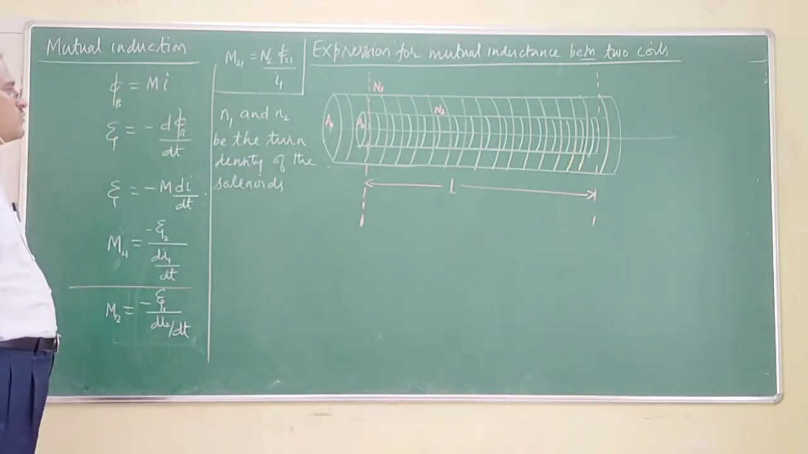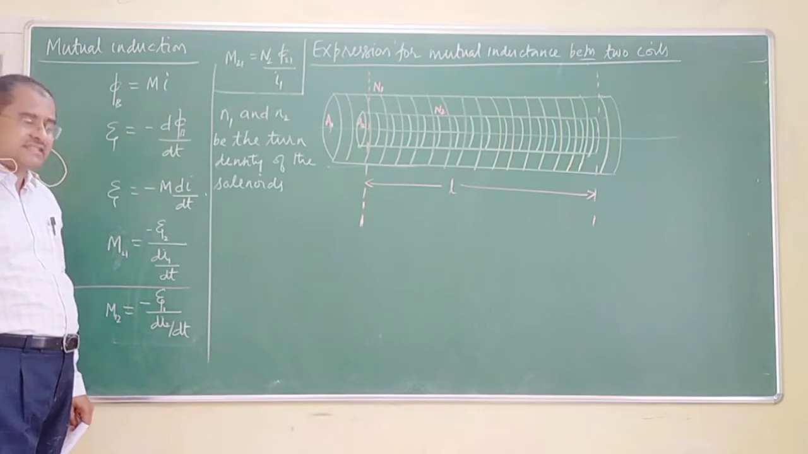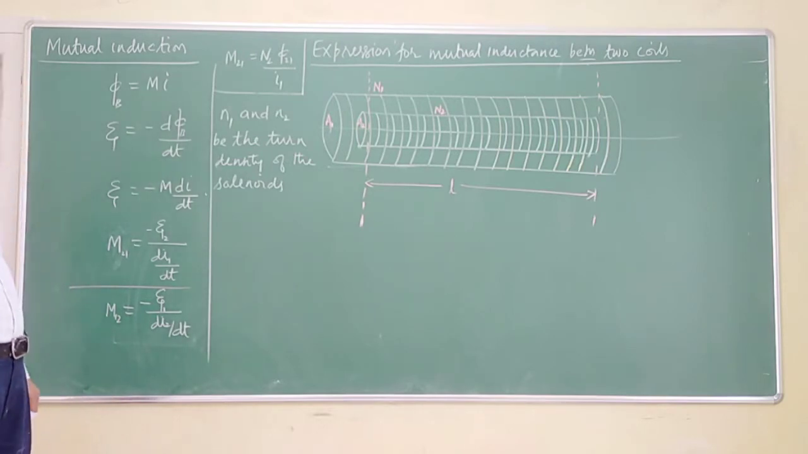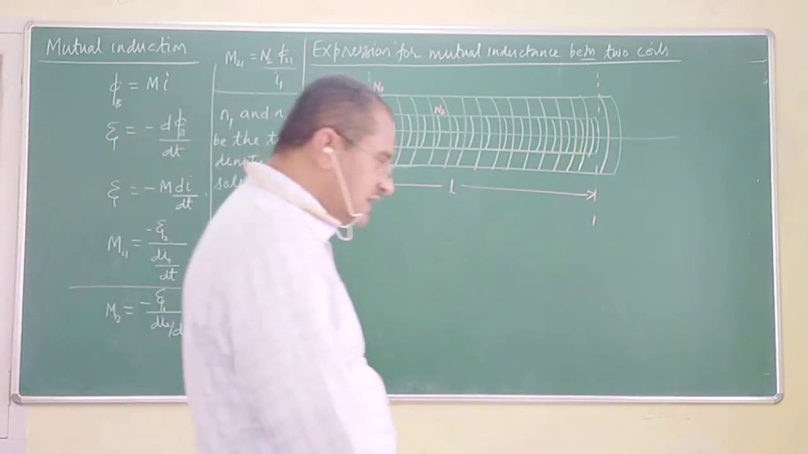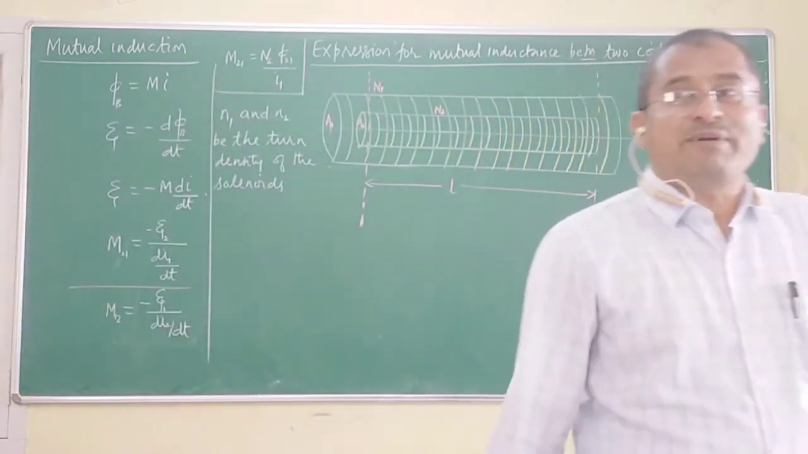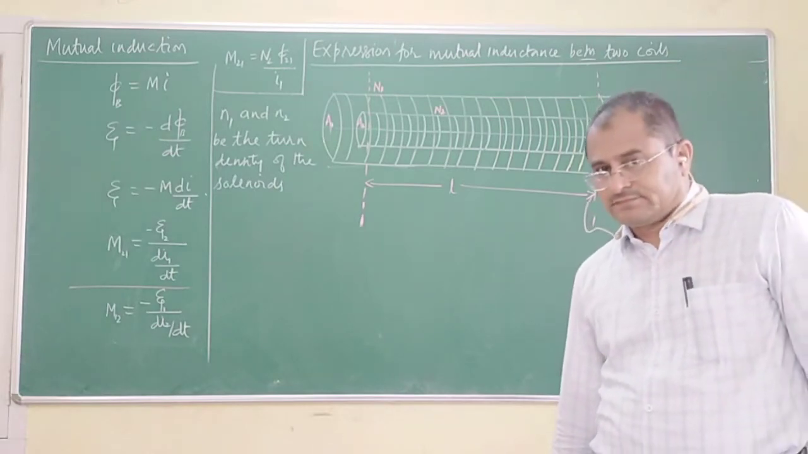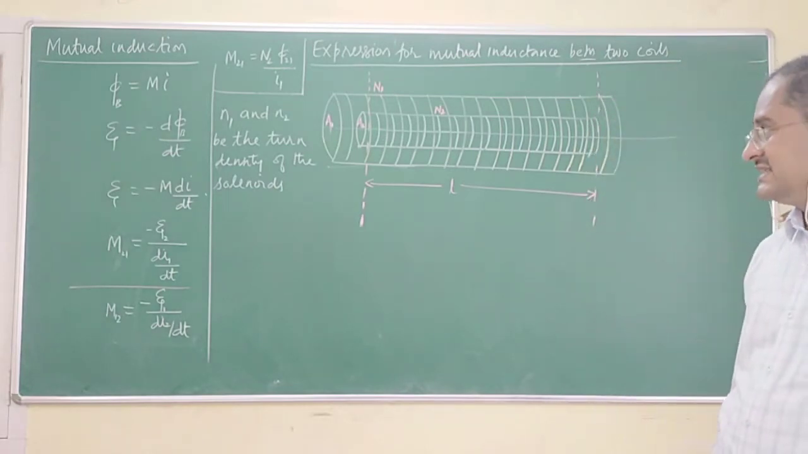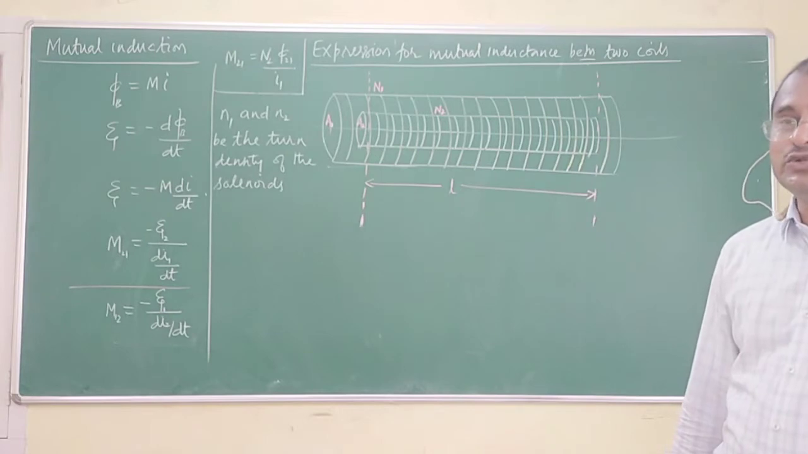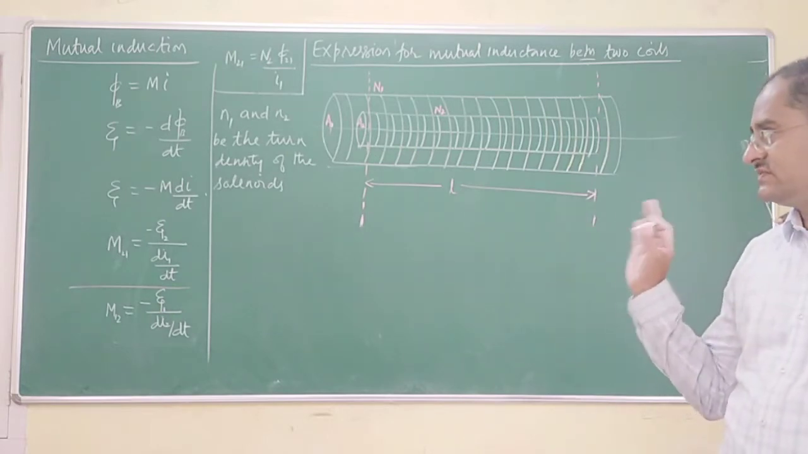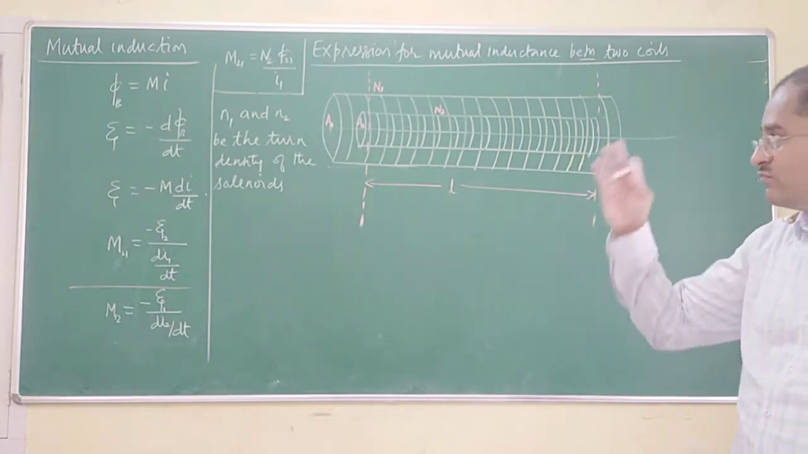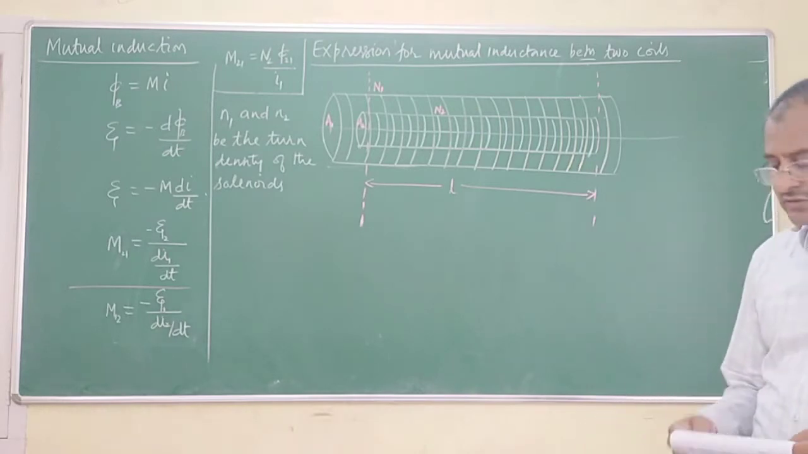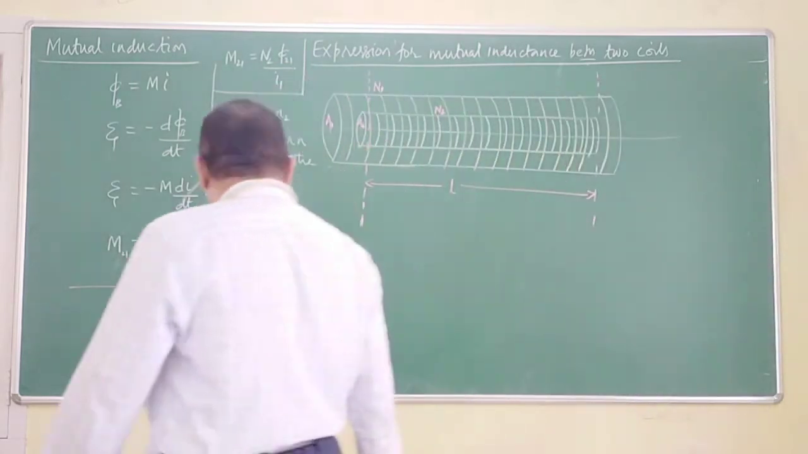When I say n1 and n2 as turn density, what I mean is the number of turns per unit length. Small n1 is capital N1 upon L. Small n2 is capital N2 upon L. That is what I mean by saying n1 and n2 are the turn densities.